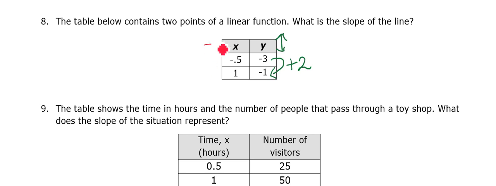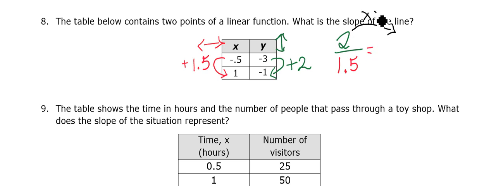And then my x value is my run. So I'm going from negative 0.5 to positive 1. So I'm increasing by 1.5. So I write this as rise over run, so 2 over 1.5. And this isn't very pretty, but I can actually manipulate this a little bit. I'm going to multiply both of these by 2. And I'm actually going to get 4 over 3. So this would be my simplified slope.